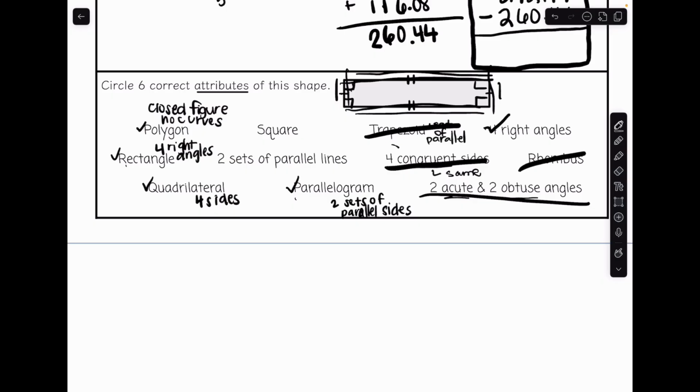1, 2, 3, 4, 5. So we need one more attribute. A square. A square has to have four equal sides and four right angles. So is this a square? No. And like we already said, it has two sets of parallel lines because if it's a parallelogram, that means that it has two sets of parallel sides or lines.